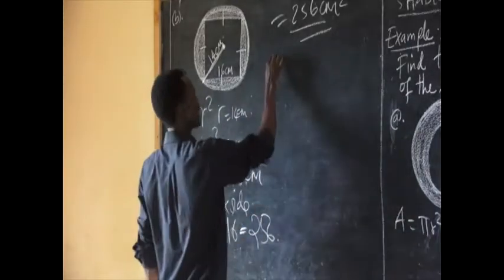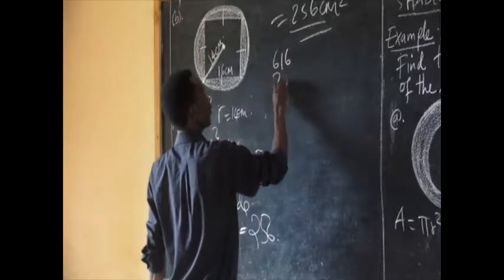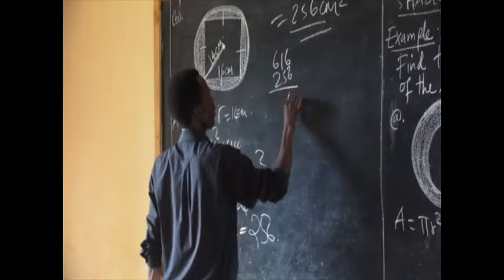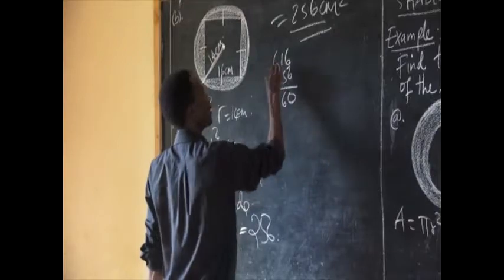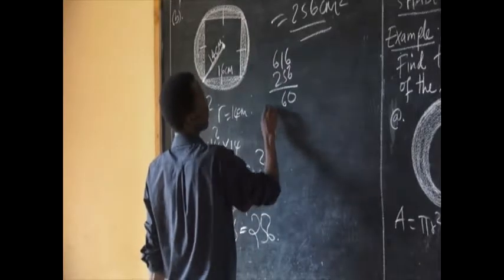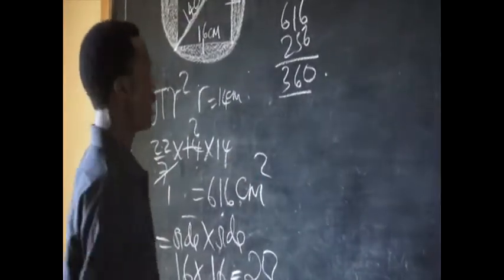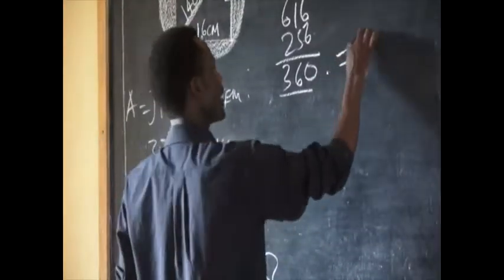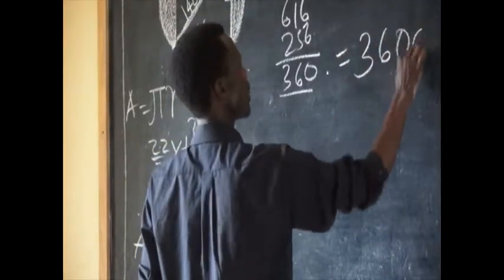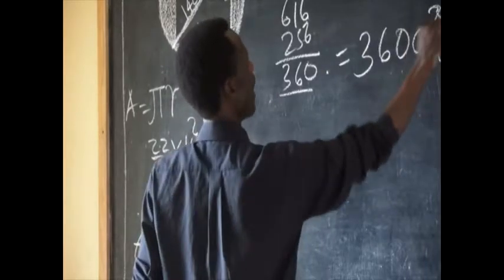Now you take 616 minus 256. Zero here, then it is 6 here, then it is 5 minus 2, which is equal to 3. So the area of the shaded region equals 360 centimeters squared.